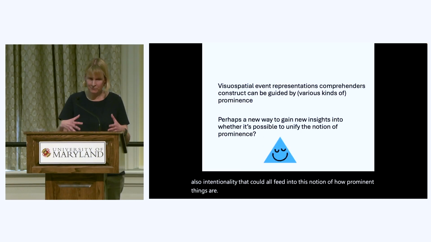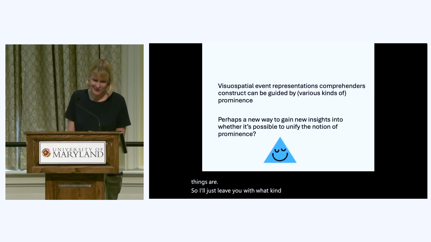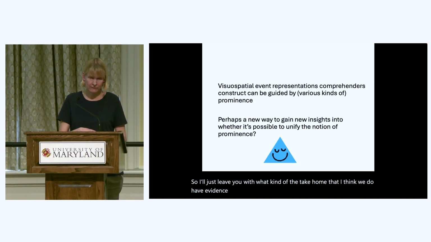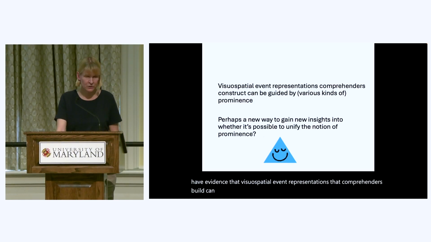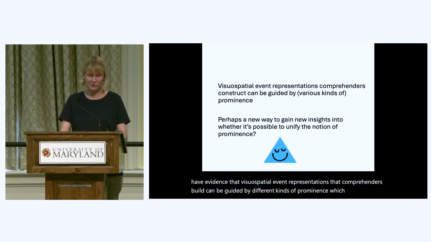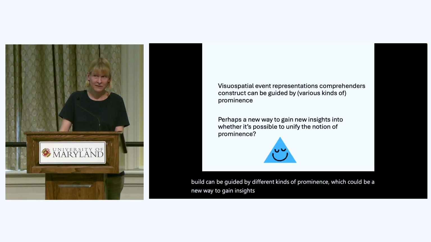So I'll just leave you with the take-home that I think we do have evidence that visuospatial event representations that comprehenders build can be guided by different kinds of prominence, which could be a new way to gain insights into this difficult question of should we try to unify this in some way.